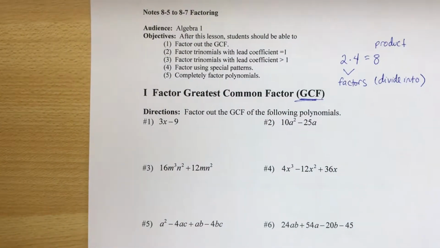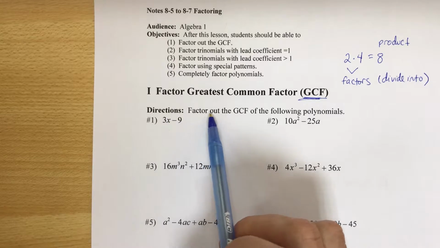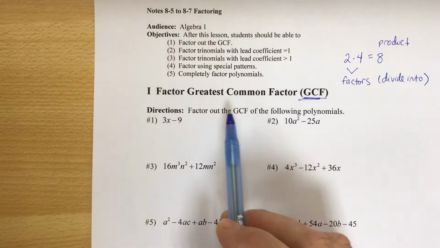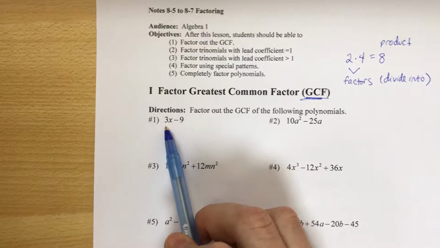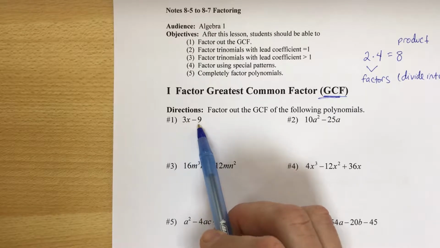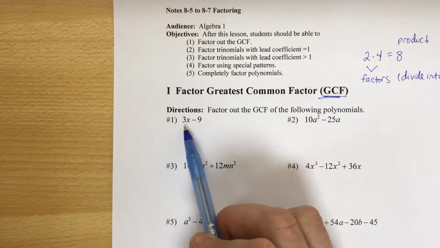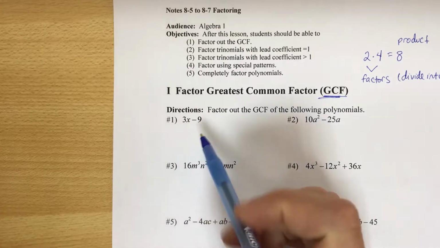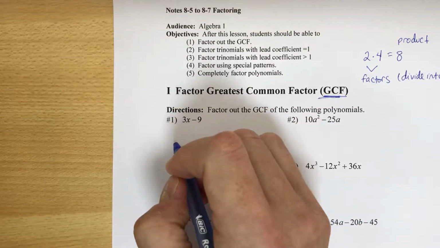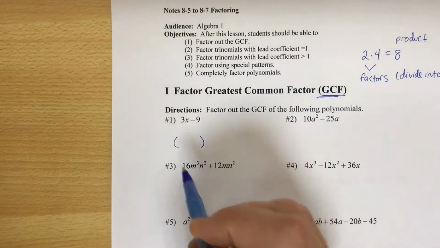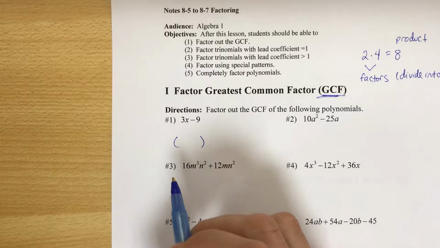Now, even if we have variables here, so directions, factor out the greatest common factor, GCF, of the following polynomials. So if we have 3x minus 9, what we're thinking is there a number that divides into both of these? Is there a factor of 3x and a factor of 9? Because what we're going to do is we're going to pull that outside of parentheses.